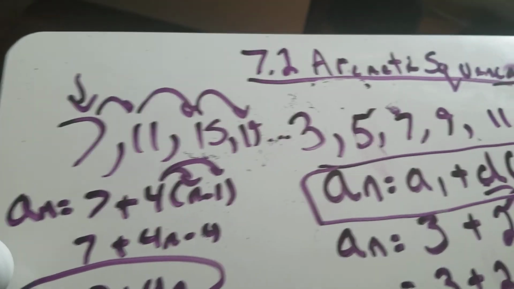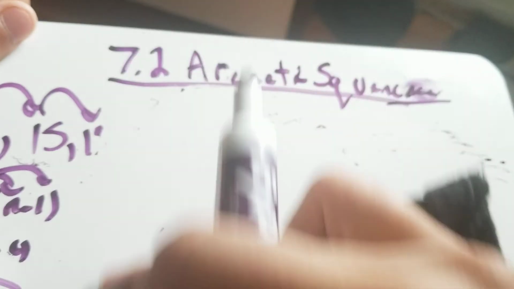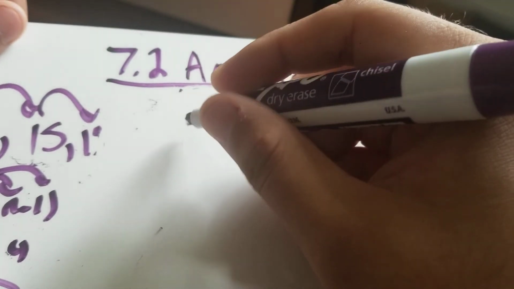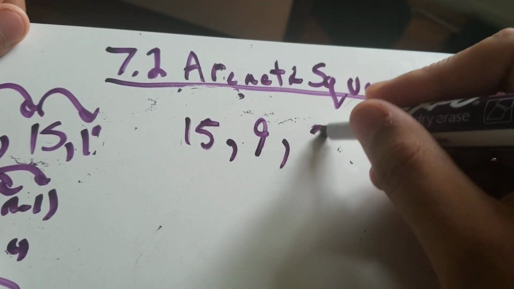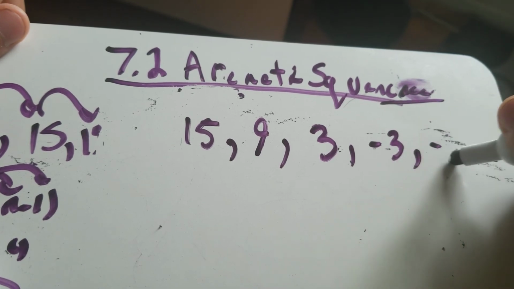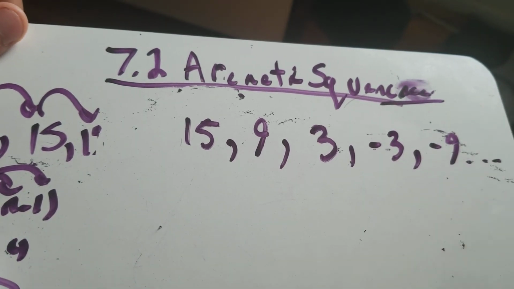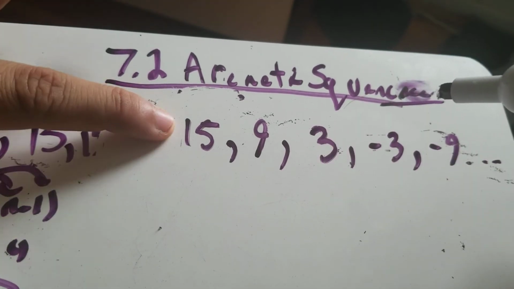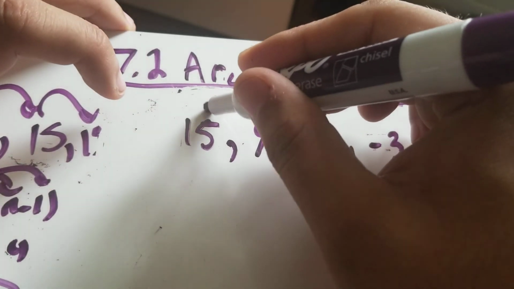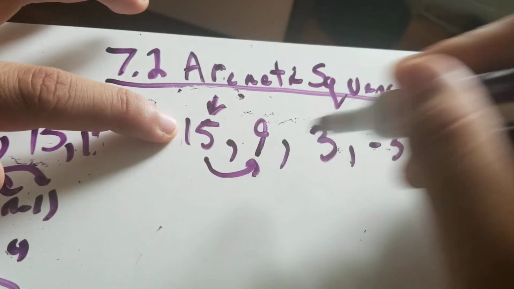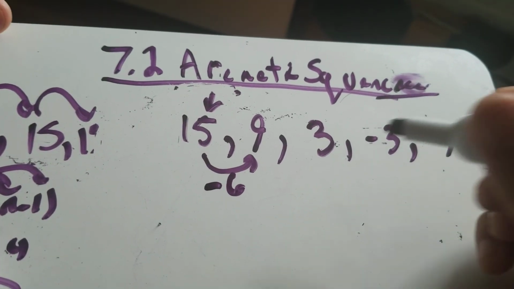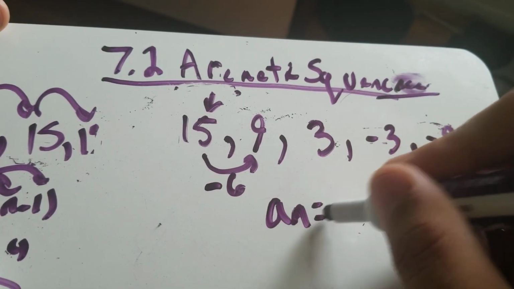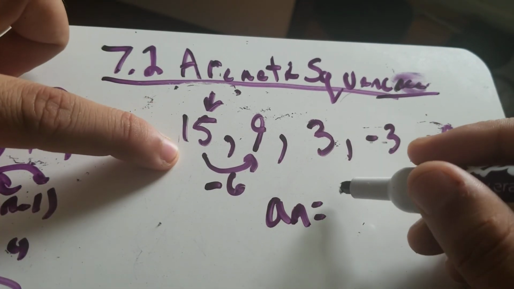And I think I just want to do one more with a negative. One more with a negative difference. So let's start at, let's do 15, 9, 3, -3, -9. Well, that's symmetric, but not on purpose at least. So we first need to figure out what our starting point is, which is 15. Then we need to figure out what the difference is each time, which seems to be -6, because we're going down 6.